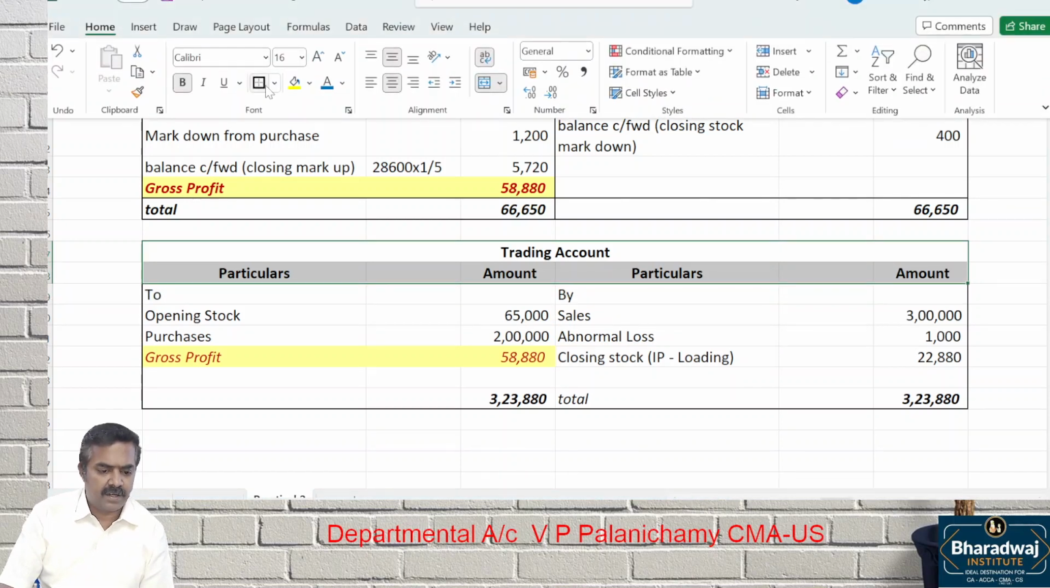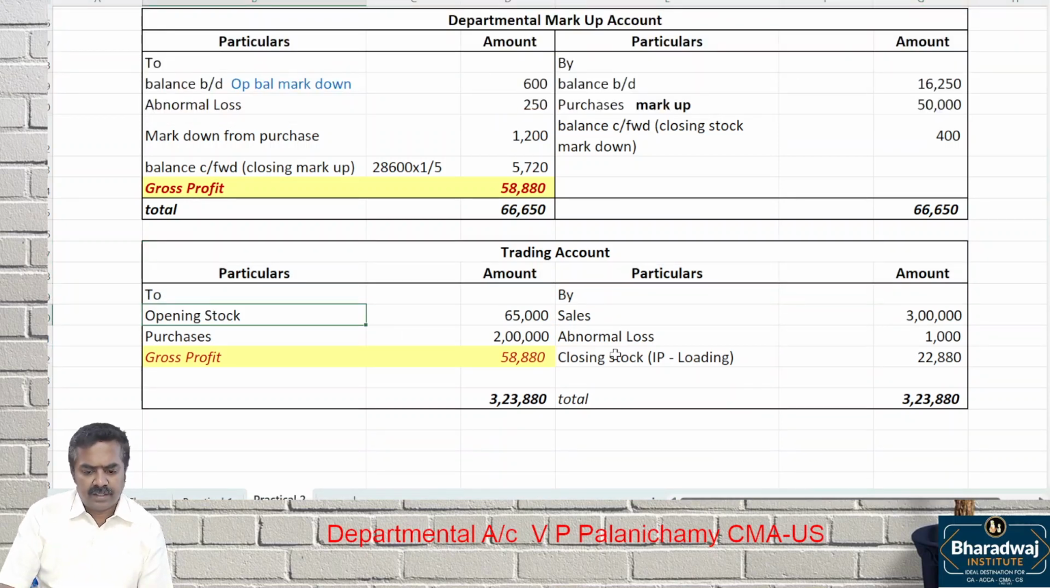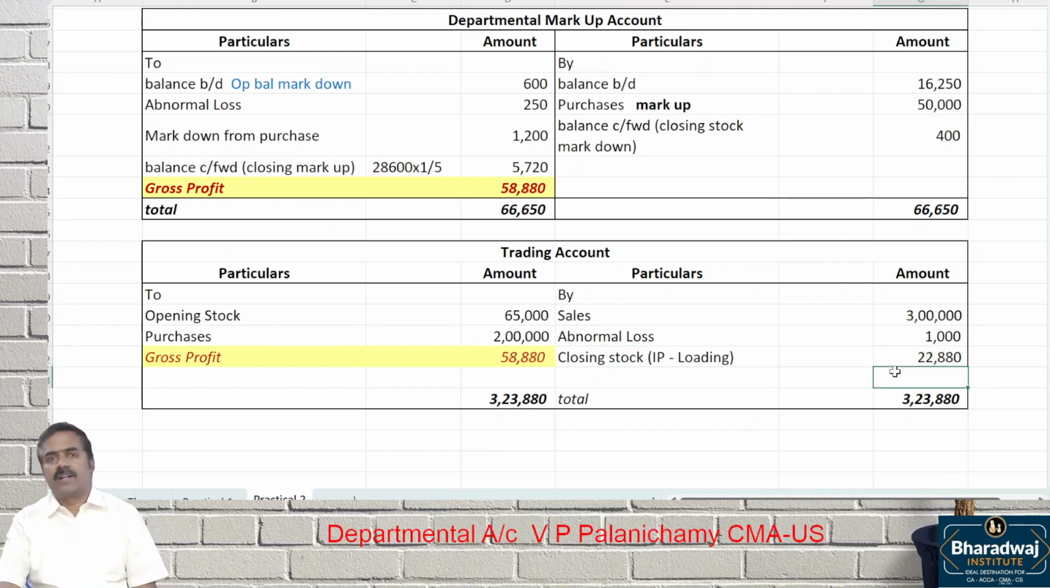Take up this trading account. This loading is not on interdepartmental transfer. Loading is not on which one? Interdepartmental transfers.